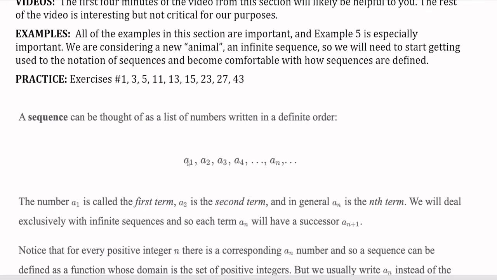So this notation A1, A2, A3, these numbers here are just telling you where you are in the list. So this is the first number in the list, the second, the third. That's all those numbers are. And then A1 will be just the first number in your list of numbers. So here's a sequence of numbers. 1, 1, 1, 1, 1, 1 forever.